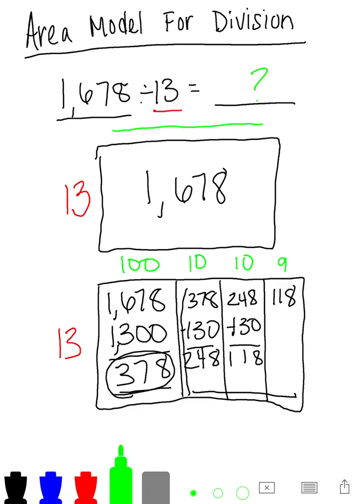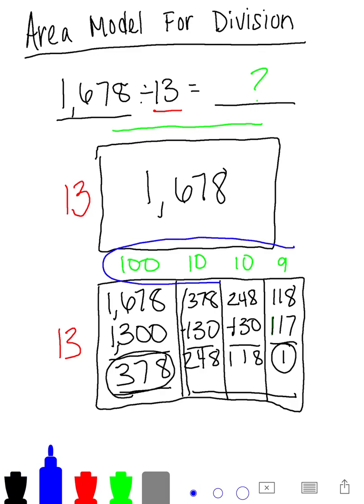Well, I know I cannot subtract or multiply by 10 again, but it's pretty close to 130, so I'm going to try 9. And 13 times 9 gets me 117. So I'm left with 1. So since I didn't end up with a 0 and I can't put another group of 13, I'm going to have a remainder of 1.